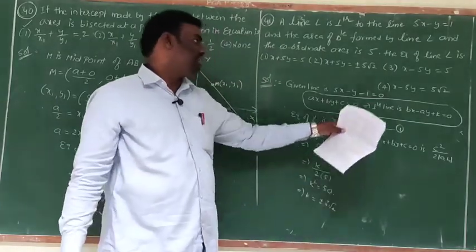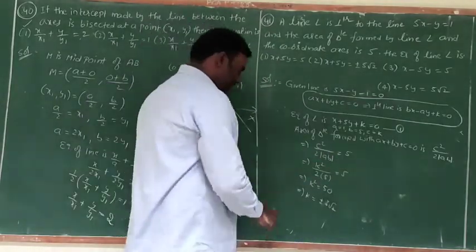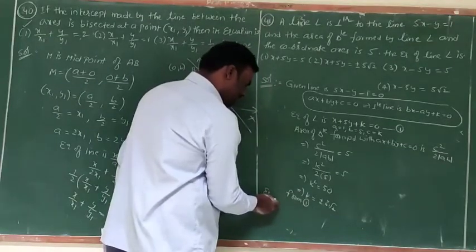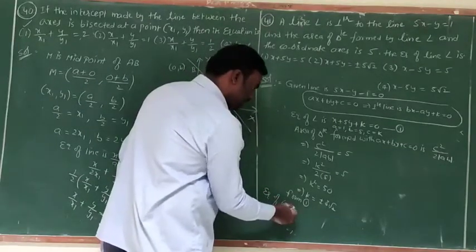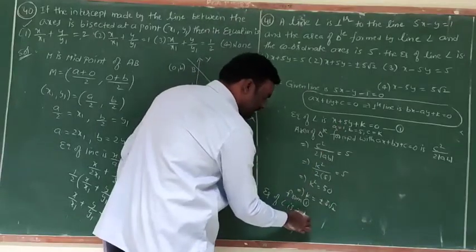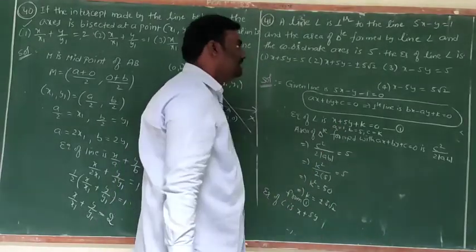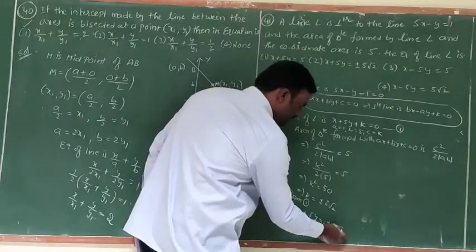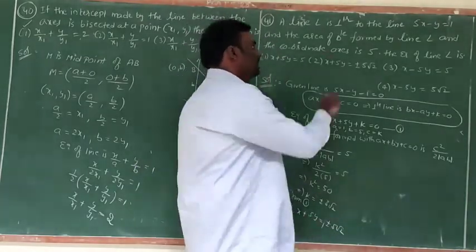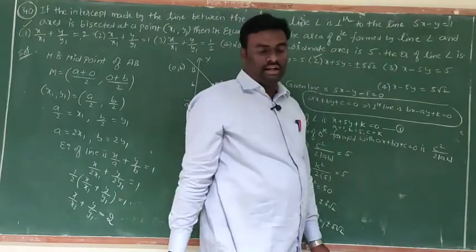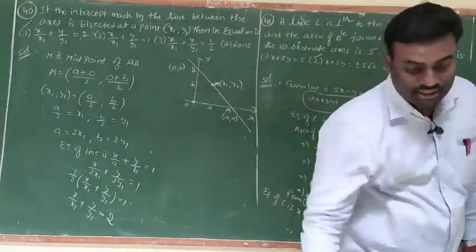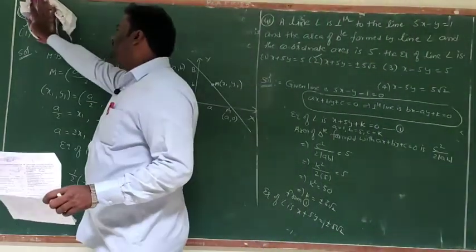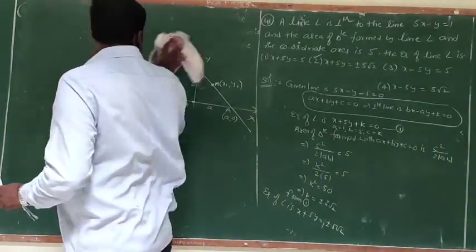Substitute this k value in equation 1. From equation 1, equation of L is x plus 5y equals plus or minus 5 root 2. That is nothing but option 2, the correct answer. This is an easy method compared to the last one. The last one is a little bit lengthy, that's why I am not explaining that method.